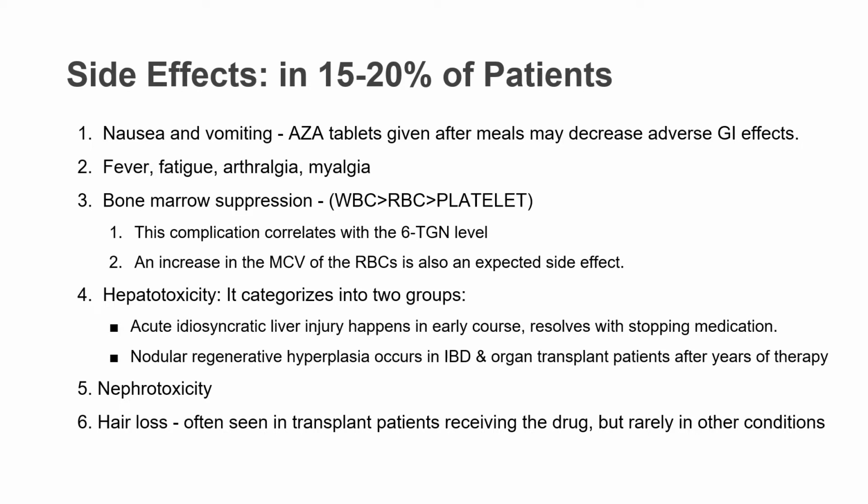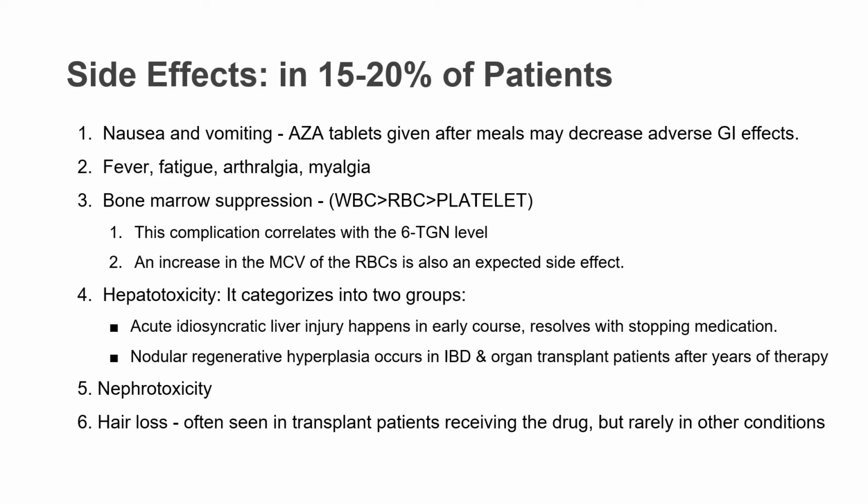This complication correlates with the thioguanine level. An increase in mean cell volume of the RBCs is also seen. Hepatotoxicity, which can be of two types: either idiosyncratic liver injury, which happens in the early course and resolves completely with stopping the medication, or nodular regenerative hyperplasia, which occurs in inflammatory bowel disease and organ transplant patients after years of therapy.